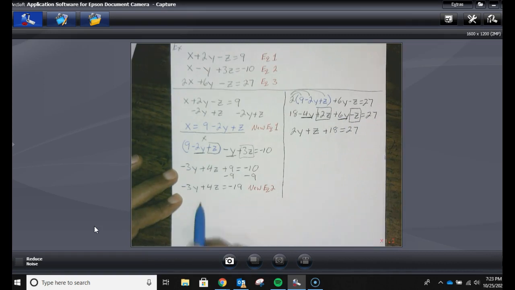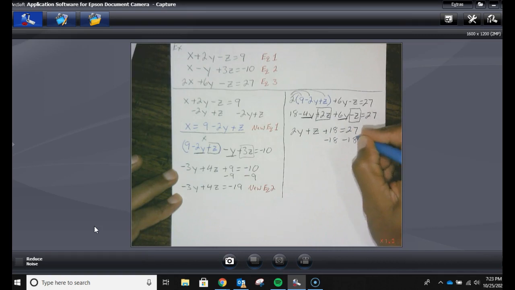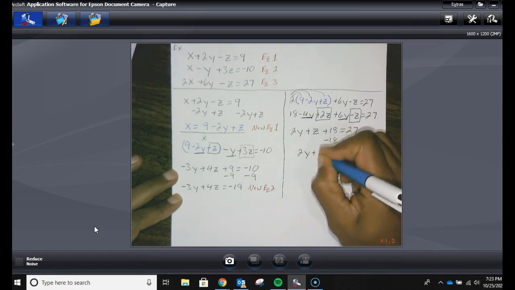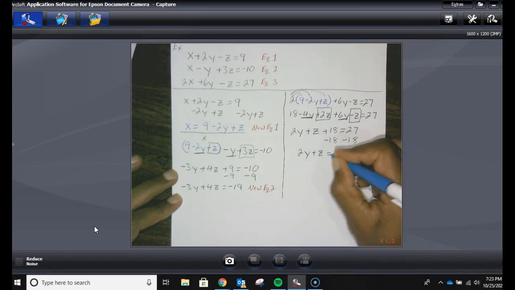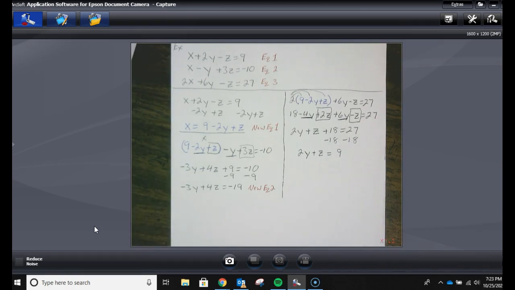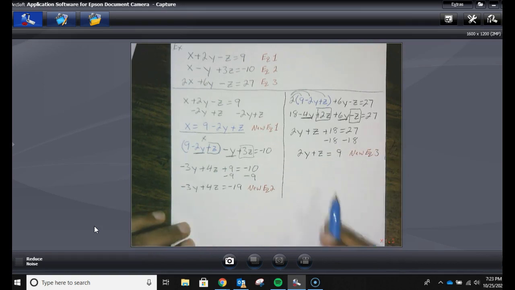So to clean it up, when I subtract the 18, I end up with 2y plus z equals 27 minus 18 is 9. So that would be my new equation 3. All right. So now I'm going to combine.